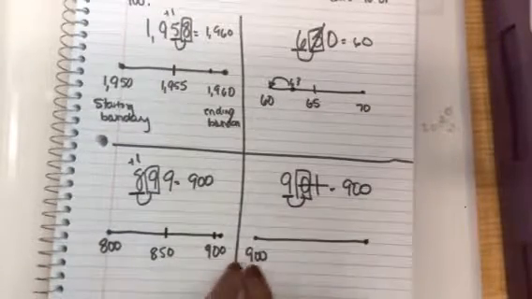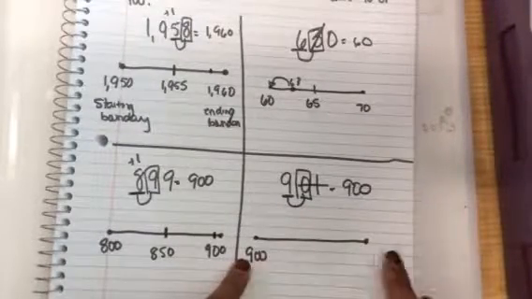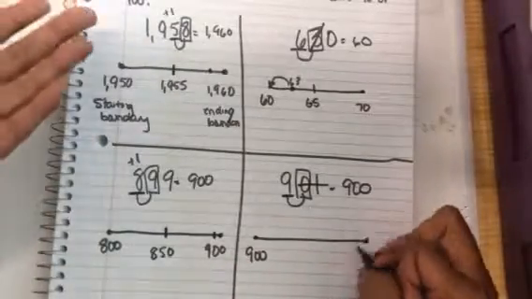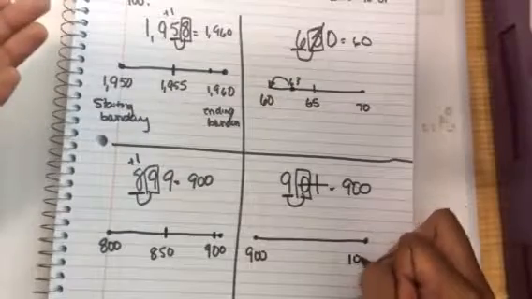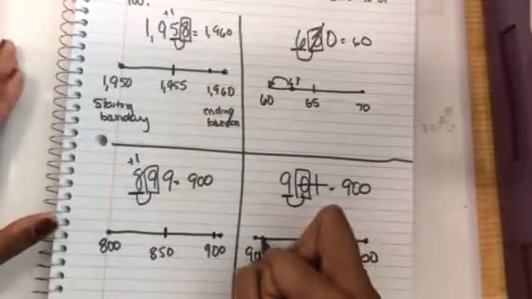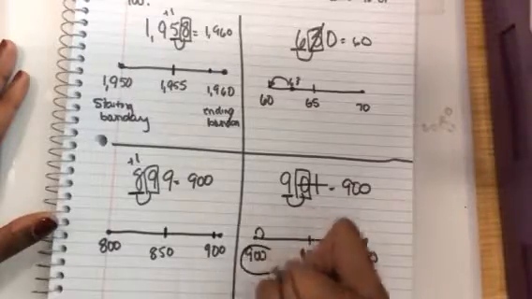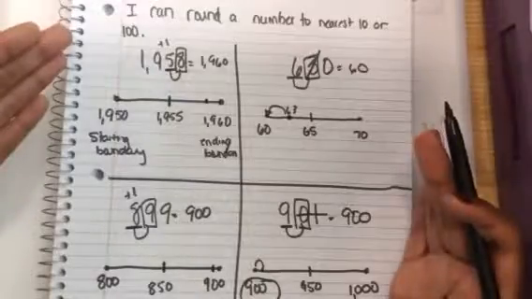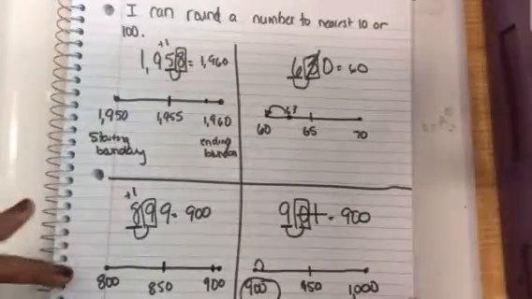When I see 900 as the starting boundary, the kids get confused a lot of times. Okay, what's our ending boundary? Because what comes after 900 if we're rounding to the nearest 100? Your ending boundary would be 1,000. Your midpoint is 950. But we already know that it's going to round back down to 900. So this is how I teach the kids how to round to the nearest 10 or to the nearest 100.